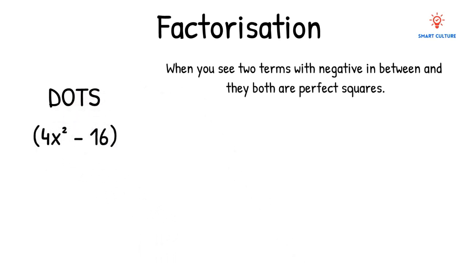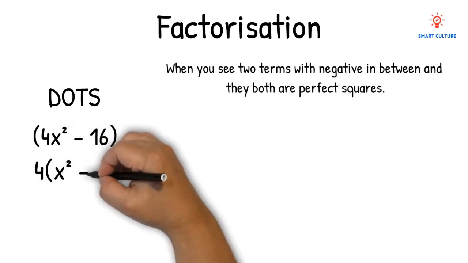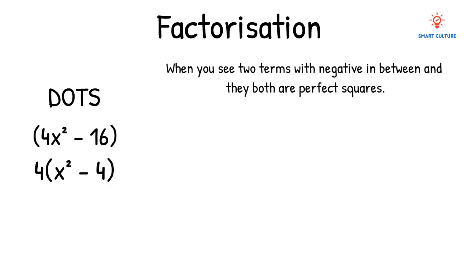If we have 4x squared minus 16, remember to always first look for a highest common factor. In this case, a 4 can be taken out. If we factor out a 4, that leaves us with x squared minus 4.